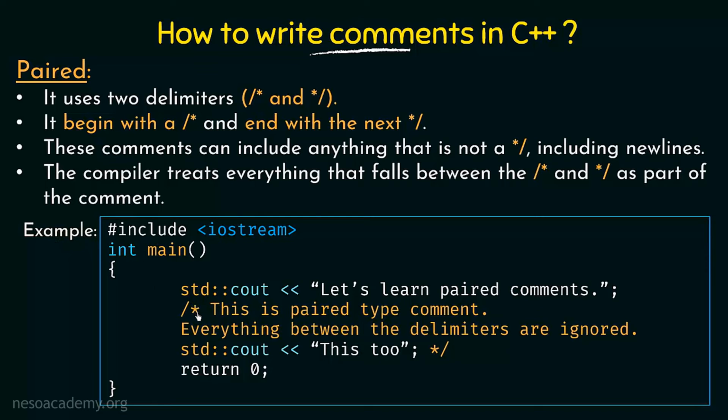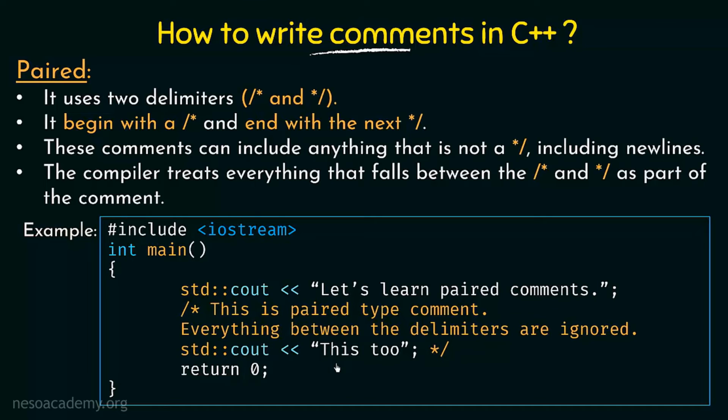Here we are writing a program where I'm printing out "let's learn paired comments," and then here I have the starting delimiter for our comment and I'm writing a whole line here. This is a paired type comment, and I come to the next line and here I have written that everything between the delimiters is ignored, and here we have a cout statement again saying this too. And then this is the ending delimiter. So we see that it started here and it ends here. Whatever is between these two delimiters will be commented and it will be ignored by the compiler.